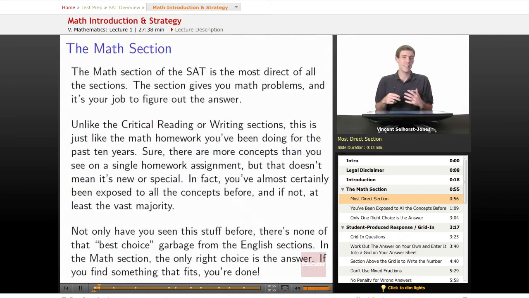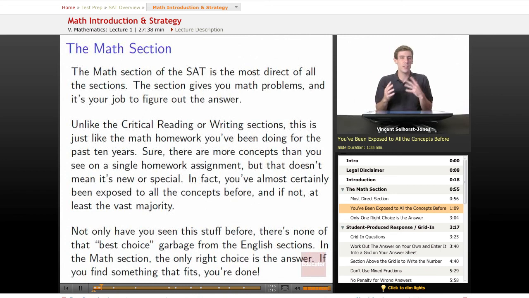The math section of the SAT is probably the most direct of all the sections. It's exactly what you think it's going to be. The section will give you math problems, and it's going to be your job to figure out the answer. Simple as that. Unlike critical reading or writing, it's going to be just like the math homework you've been doing for the last 10 years or more than 10 years.